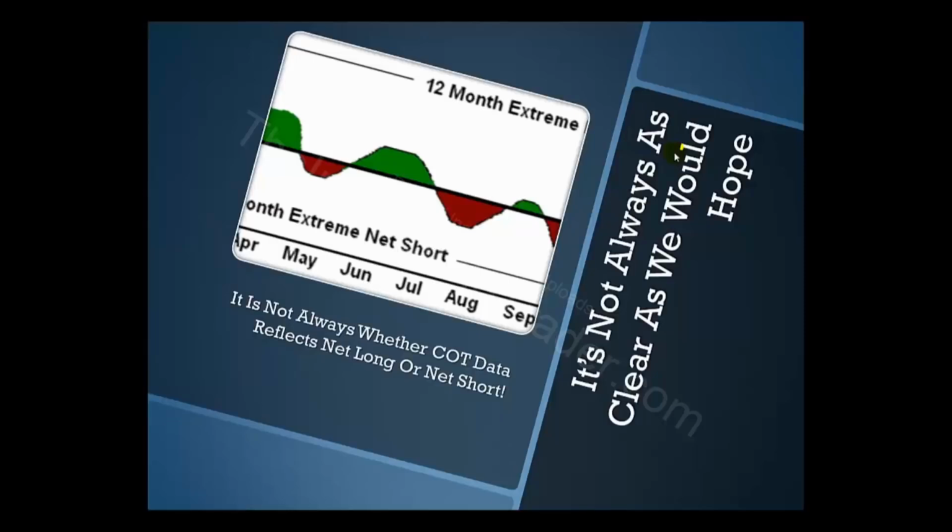All right, now obviously it sounds like it's so easy you can't wait to get out and start looking at commitment of traders and start making lots of money, but I want you to understand it's not always as clear as we would hope. Many times it's simply understanding, are we reducing net shorts or are we reducing net longs? It doesn't necessarily have to be a net long or net short position that tells us something. And that's when another tool needs to come into play. And that's going to be the tool of open interest.